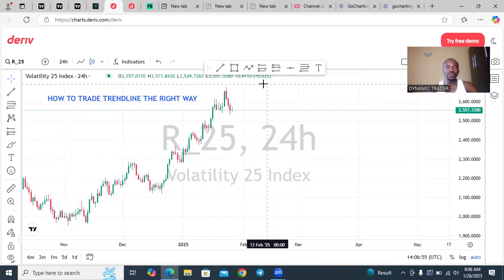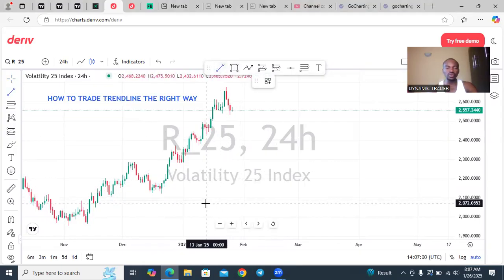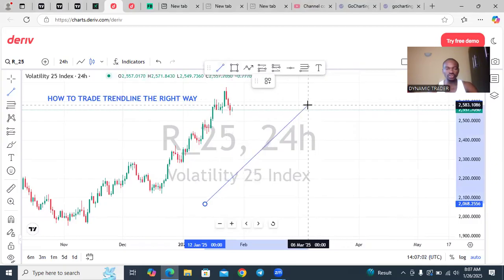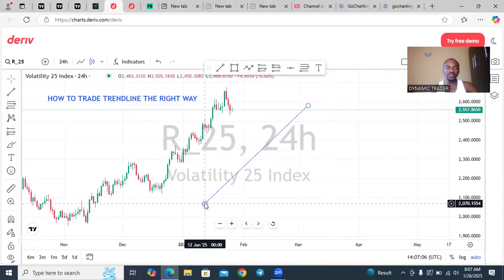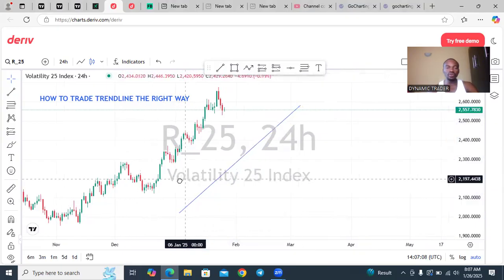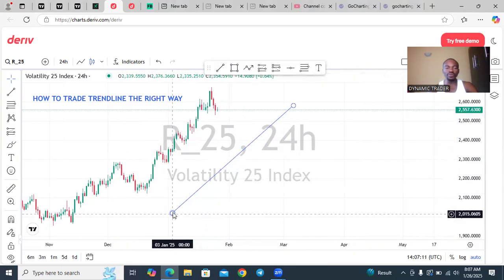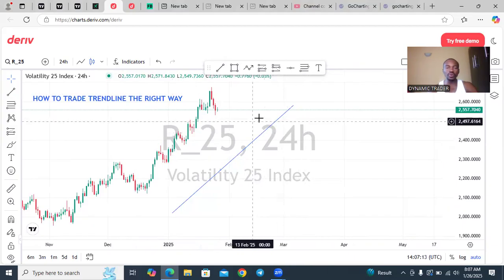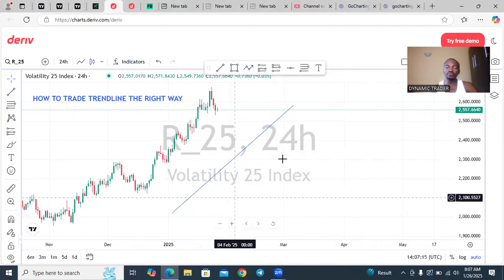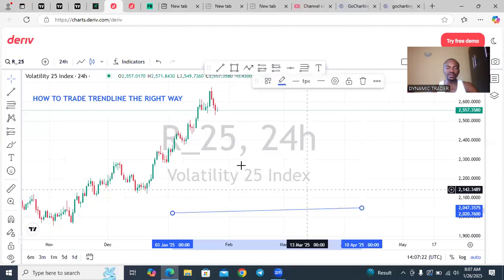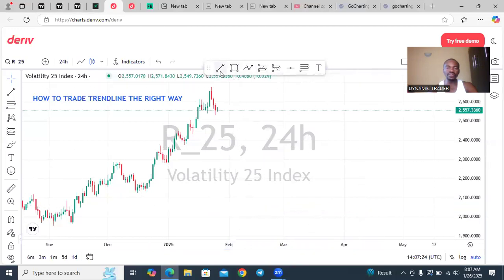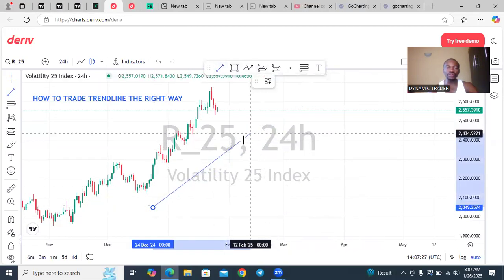So basically, you ask what is trend line. Trend line is just a tool in TradingView. It's just a slanty line that could be drawn either from the bottom to the top, or from the top to bottom. It's not actually a flat tool. It's very slanty, depending on how you're drawing it.